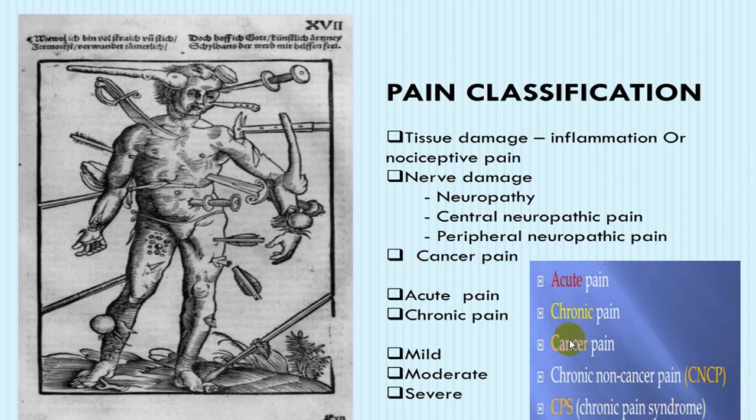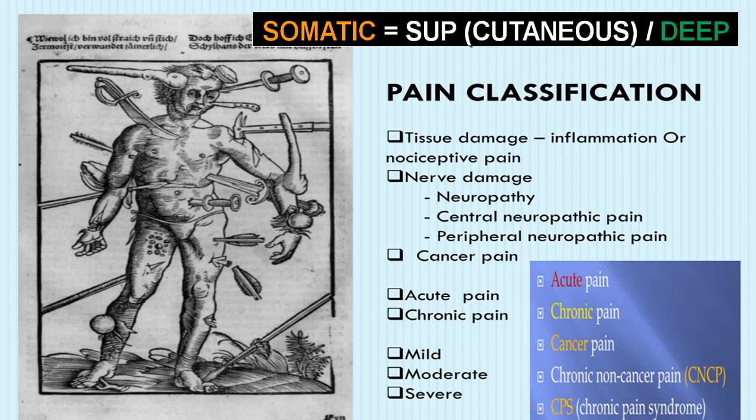So usually we divide into these 5 groups: acute pain, chronic pain, cancer pain, chronic non-cancer pain, and chronic pain syndromes. These are the 5 common classifications which are utilized. And depending upon the severity: mild, moderate, and severe. These are a few of the classifications.